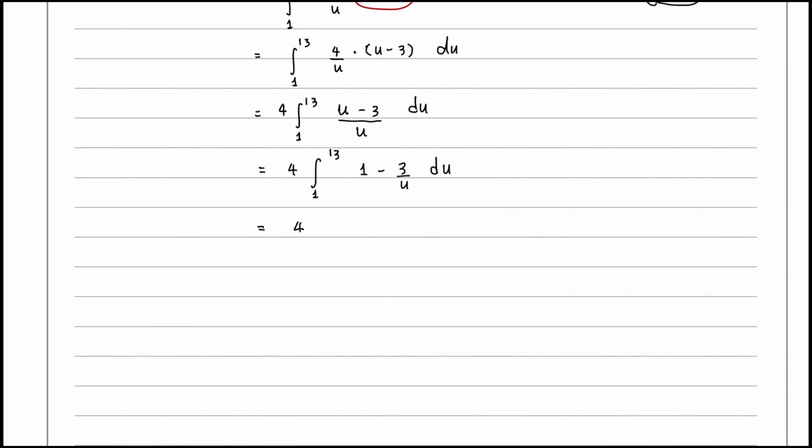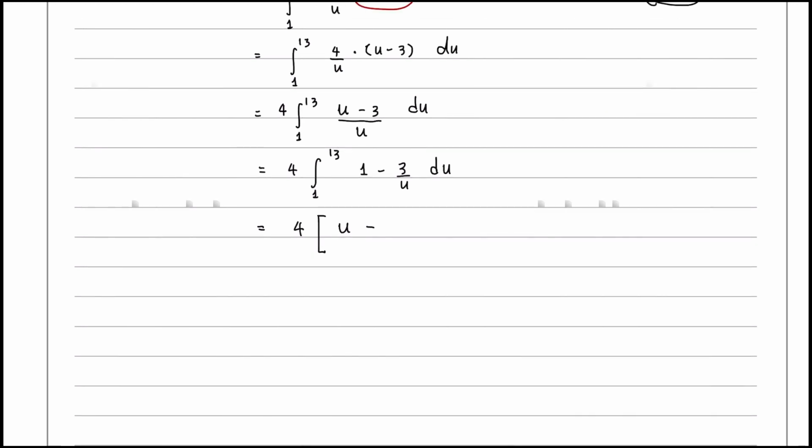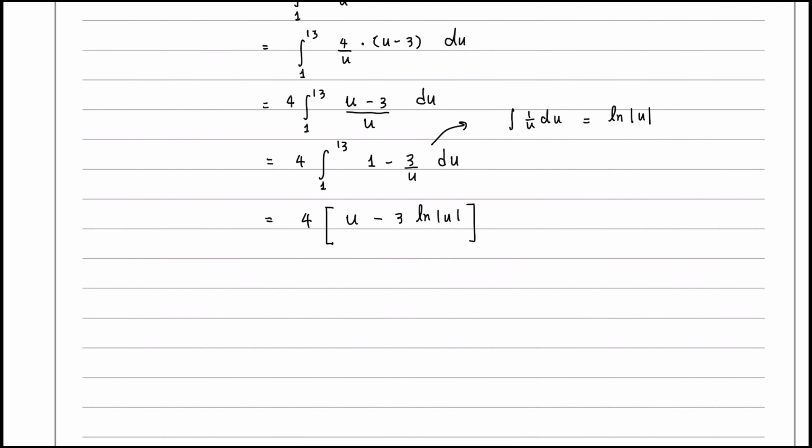So this term is 4, and here is u minus, since the integration of 1 over u du equals ln absolute value of u. So this one will be 3 ln u. And then we have to find the new upper and lower limits of u, because this 1 and 13 are the lower and upper limits for x. This is x equals 1, this is x equals 13. But now we have everything in terms of u, so we have to find the values of u to substitute in.